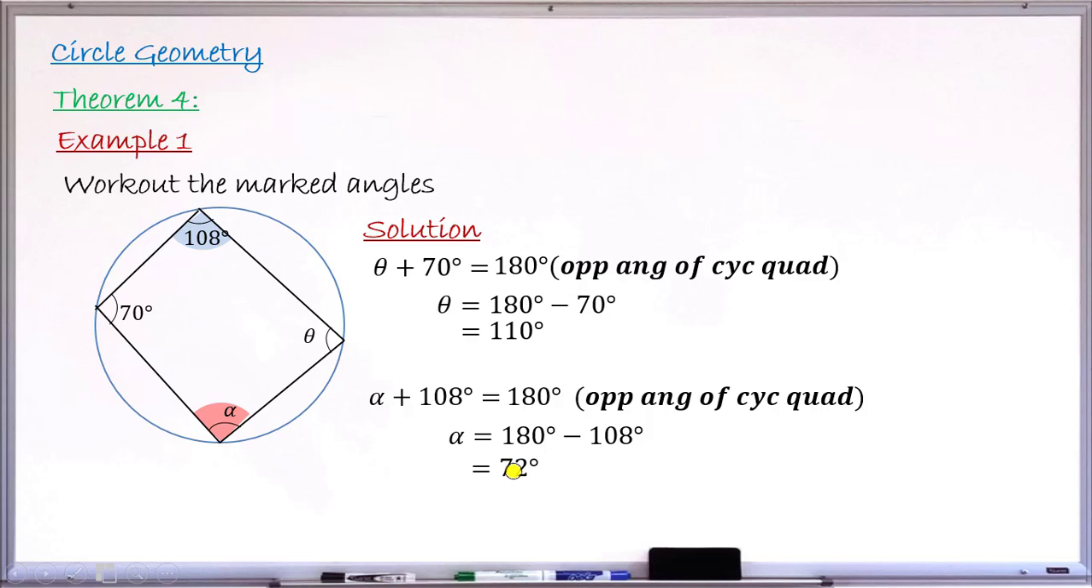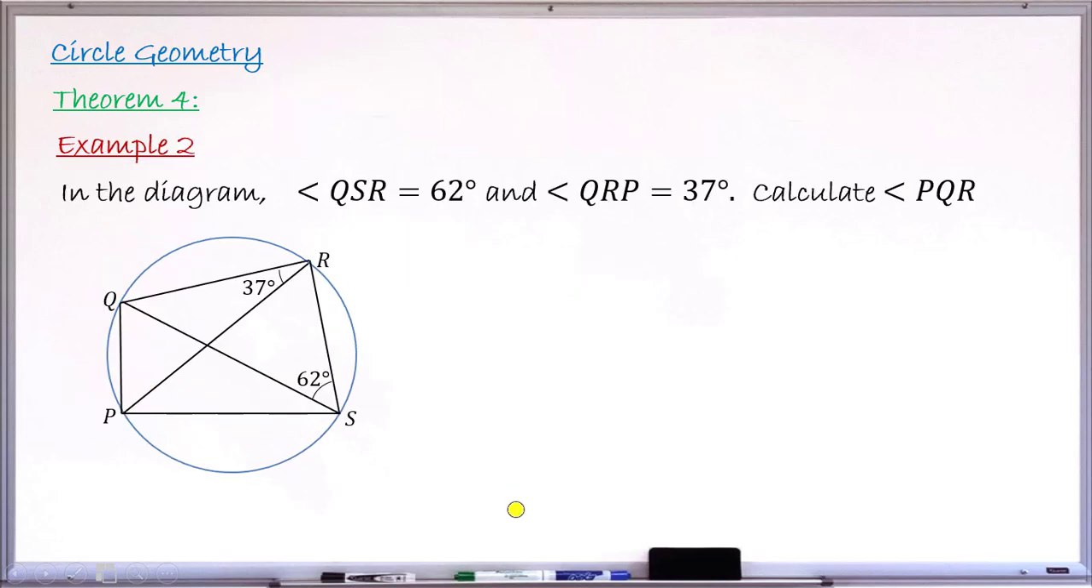Let us just move and take another example. Example number 2 says in the diagram, the angle QSR is 62 degrees. It is marked also in the drawing. And the angle QRP, look at it, this angle is 37 degrees, also marked in the drawing. So what the question asks is to find the size of the angle PQR. PQR, this very angle, look at it.